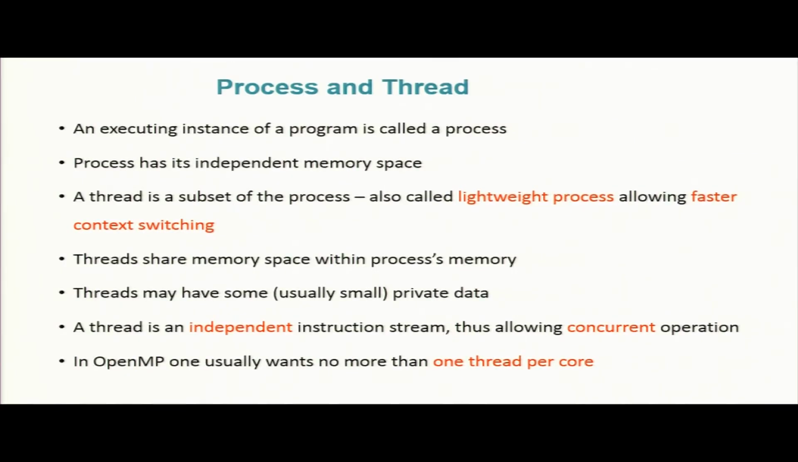So what happens when you have, say, two threads and they want to time share a given core.